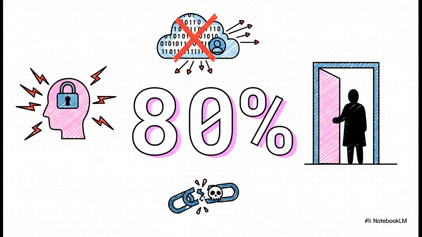So let's just kick things off with a number that should honestly stop you in your tracks. 80%. That is the percentage of cyber attacks that use identity-based tricks. We're talking stolen passwords, compromised accounts, you name it. This isn't some side issue. It's the front door that attackers are walking through.